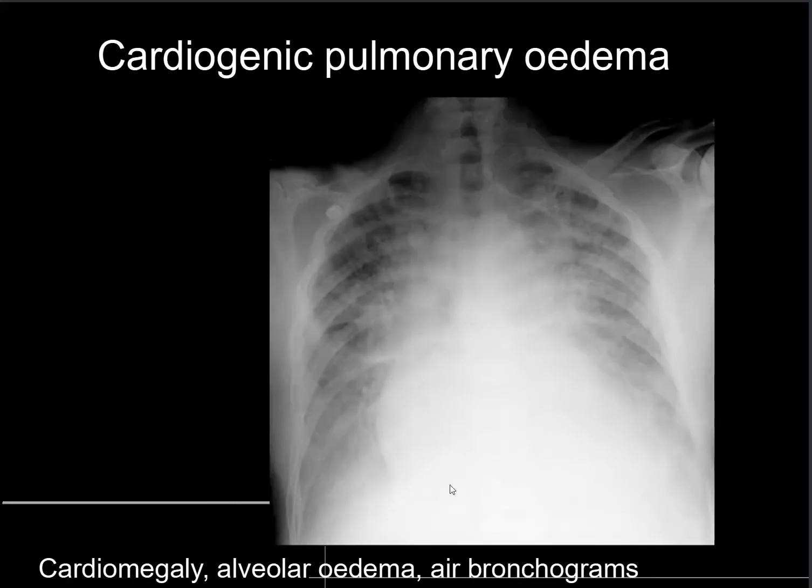The heart size is enlarged. It's more than 50% of the cardiothoracic diameter. You've got alveolar edema with air bronchograms. So this is a beautiful example of pulmonary edema. Look at those vessels which are engorged with blood. I'll show you another example.